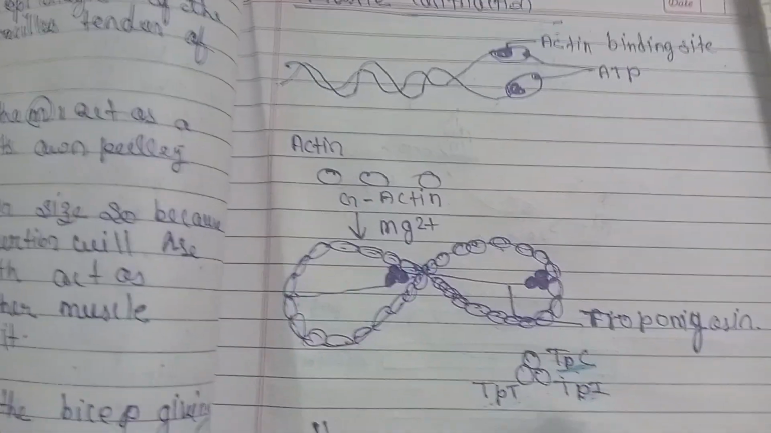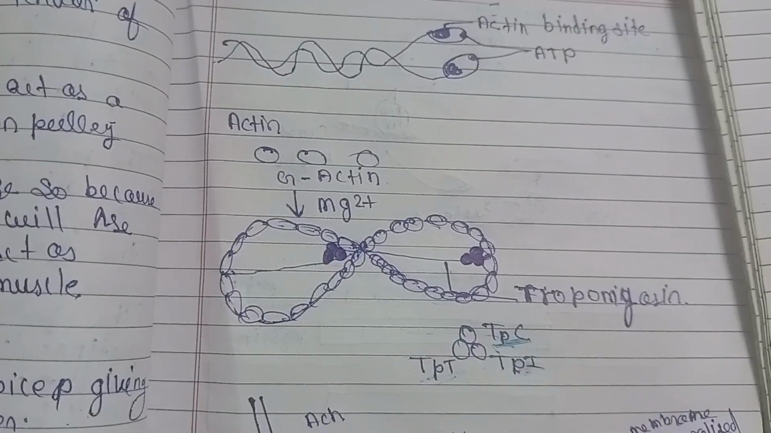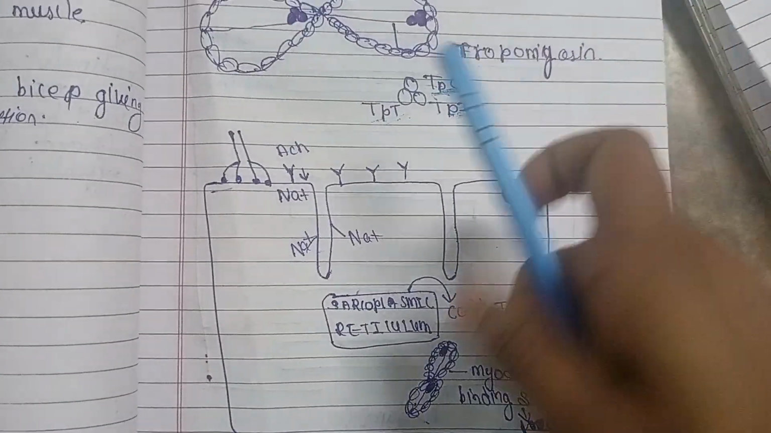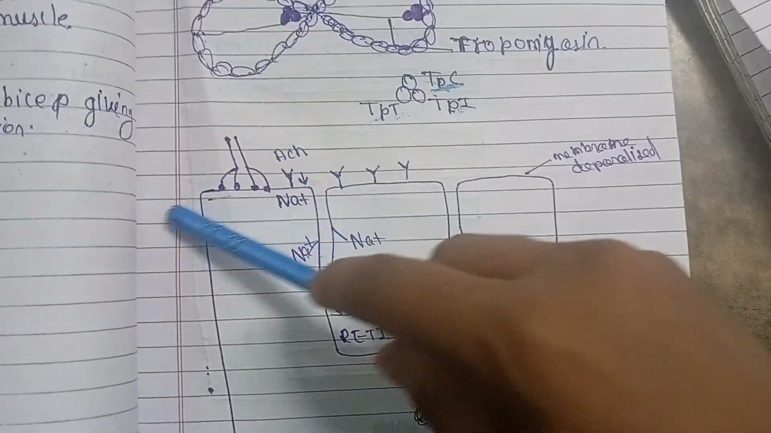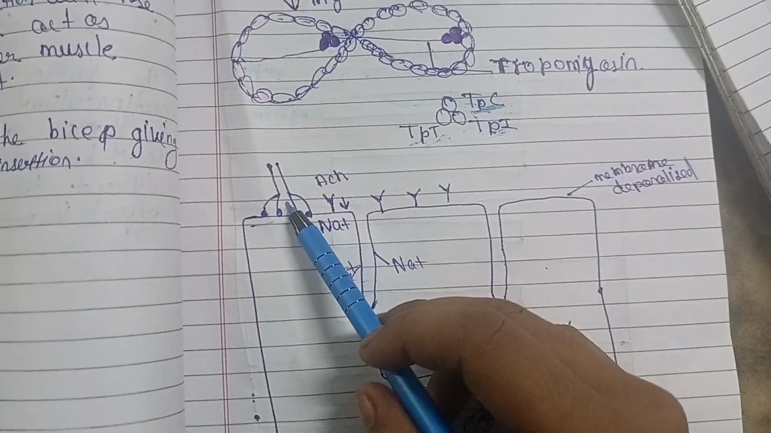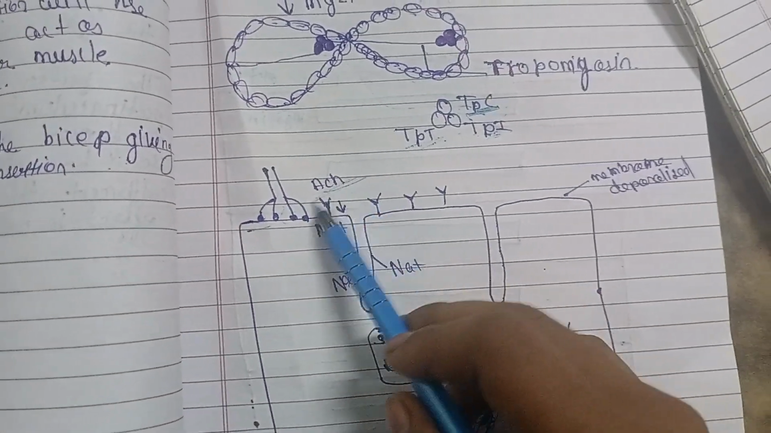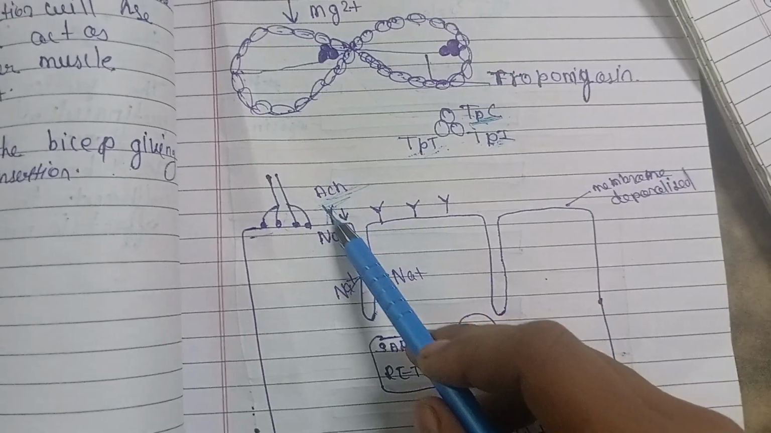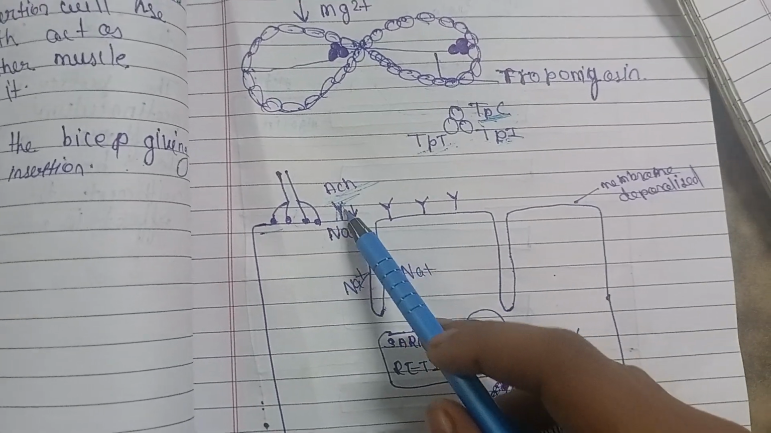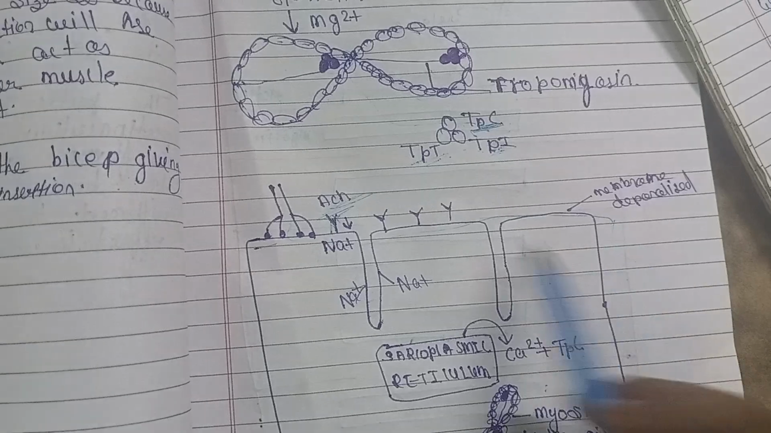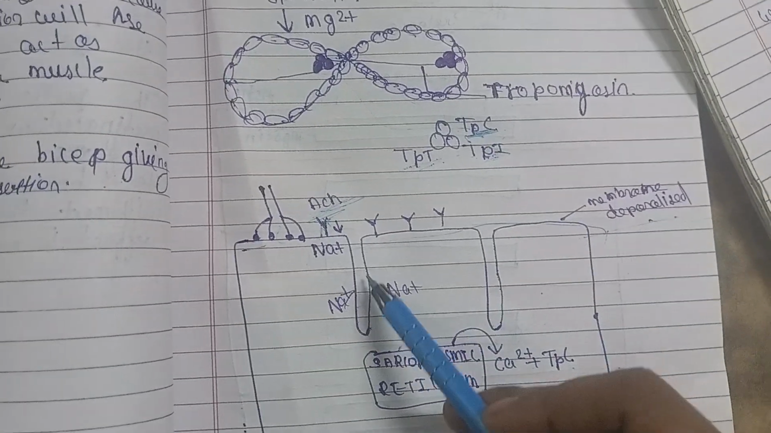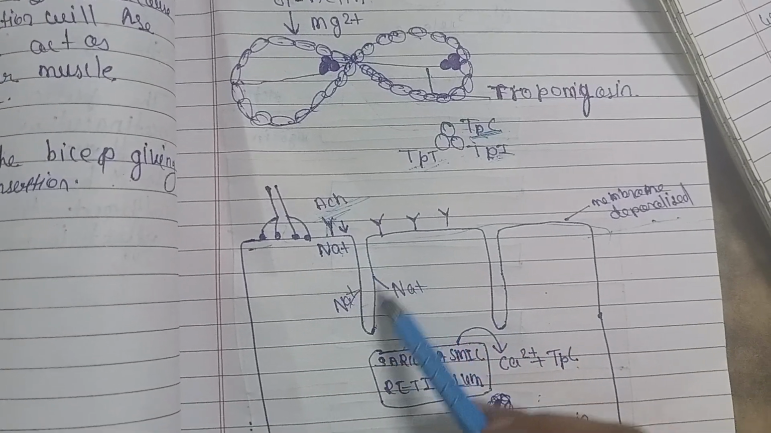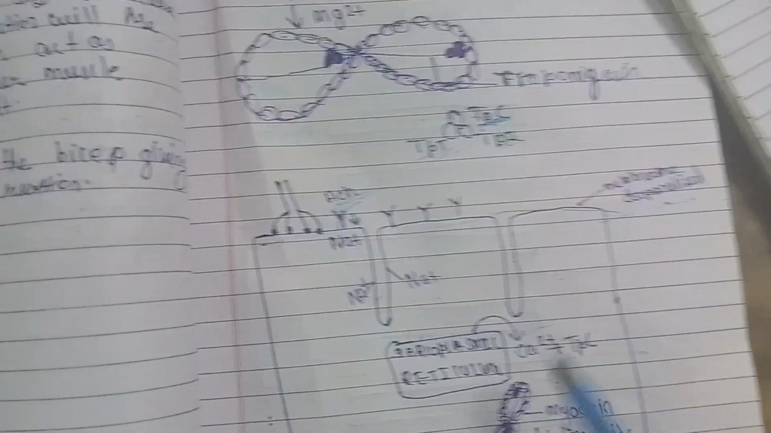So how does muscle contraction occur? First, the neurotransmitter gives a signal to the cell membrane, and it produces ACH. ACH binds with the ACH receptor and the cell membrane is depolarized. When the cell membrane is depolarized, sodium ions enter the cell.